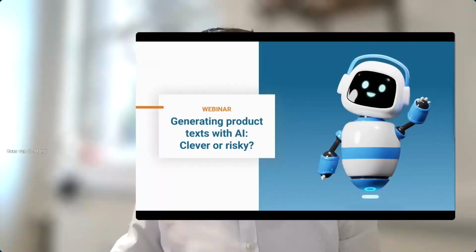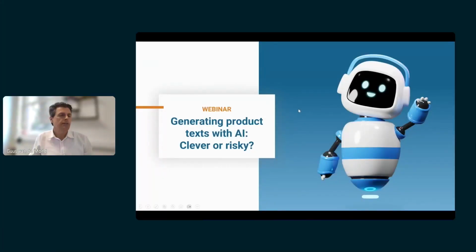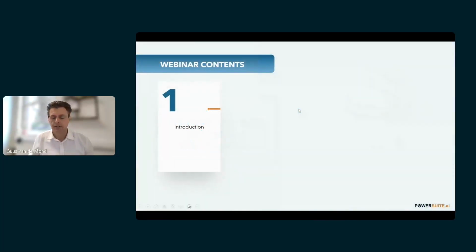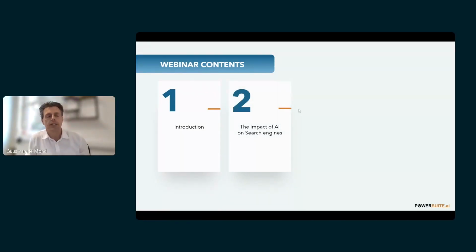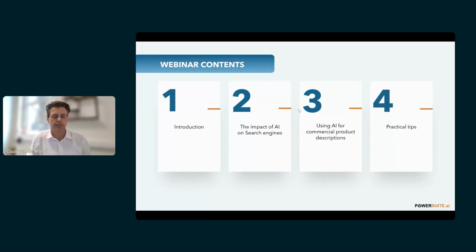So we've laid out the agenda. A brief introduction about Squadra Machine Learning Company. Then we'll dive mostly into the impact of AI, starting with its impact on search engines like Google. And of course, the potential for using AI to generate product descriptions. Finally, we'll conclude with some practical tips when it comes to automatically generating product texts.